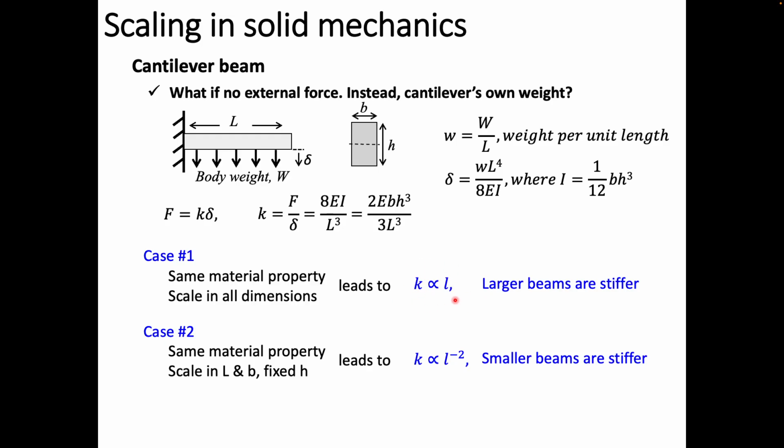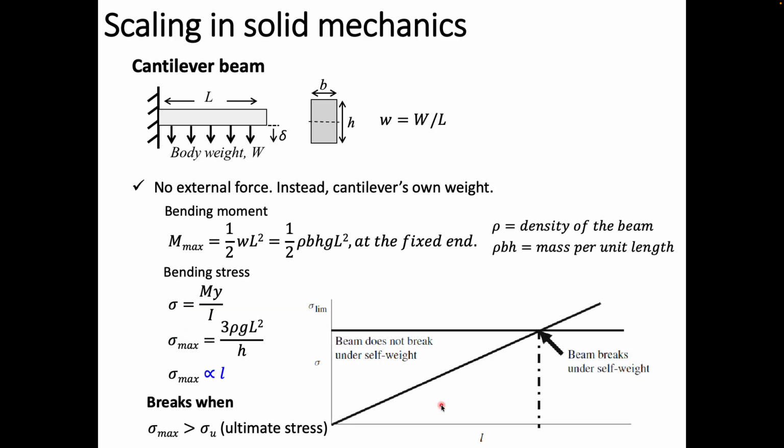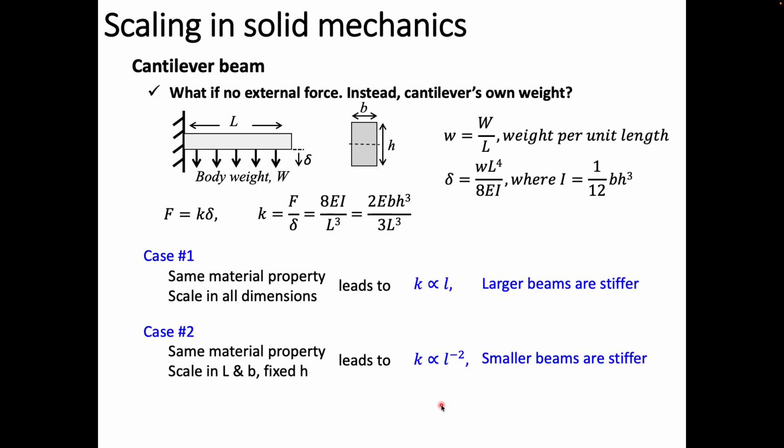So K is proportional to L, and in the second case, we are scaling up and down with L and B, but we fix the height. In this case, again, we get the same expression: K is proportional to the inverse of L to the power 2. So smaller beams are stiffer, and in the first case, large beams are stiffer. With this one, you can easily see.